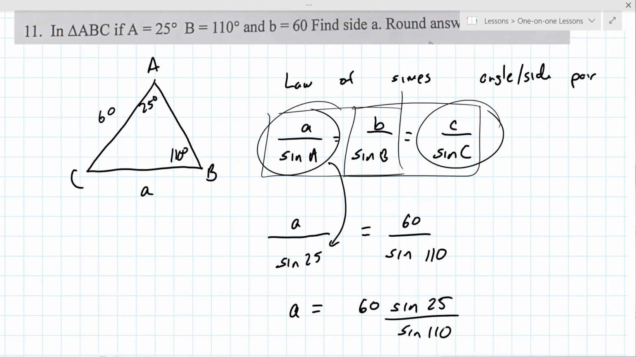Just gotta put it on my calculator. Okay, I got 26.98. And that's the length of side A. Yes, side A. Okay.